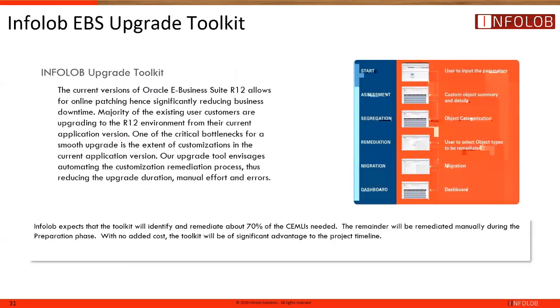This is an upgrade toolkit. Infolob has a proprietary upgrade toolkit which can analyze your current EBS release and come up with an assessment. Again, it does a segregation of what kind of objects there are. It compares the standard versus the customization. It gives a holistic report: what you have as standard and where the deviations are, where you have extended any customization, which could trigger a breaking point when we upgrade.